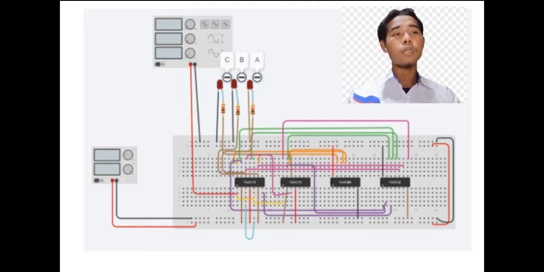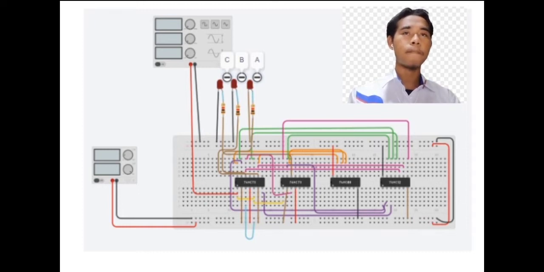Today I will present about the simulation of our task A, that is the FSM, finite state machine, by using Tinkercad. In this Tinkercad, I have used many components to make the simulation. Such as I have used the JK flip-flop, that is 7473, AND gate, that is 7408, and OR gate, that is 7432. I have also used the resistor, LED, power supply, and function generator to make this circuit.